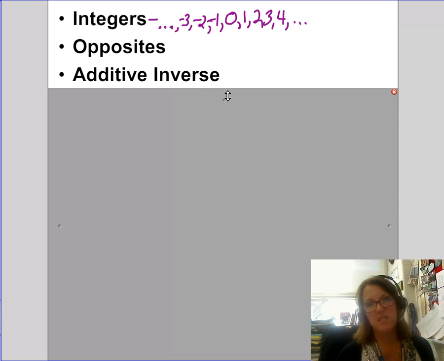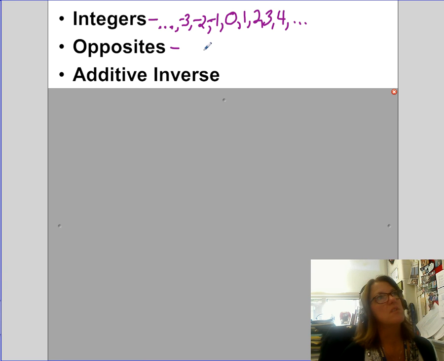So 0 is kind of the center number, which doesn't have an opposite. And then you go up by the whole numbers and all of their opposites. So in words, we would say all of the whole numbers and their opposites, including 0. 0 is kind of unique, doesn't have an opposite. Those are the integers. What does an opposite mean?